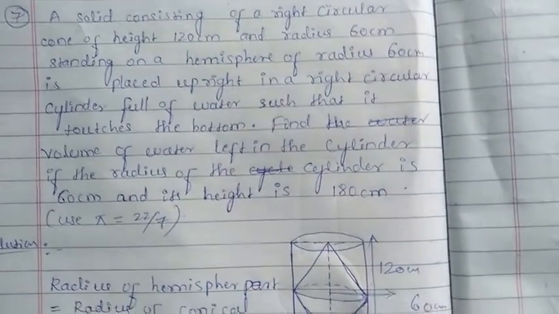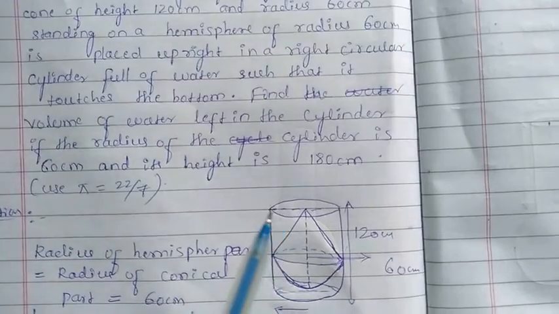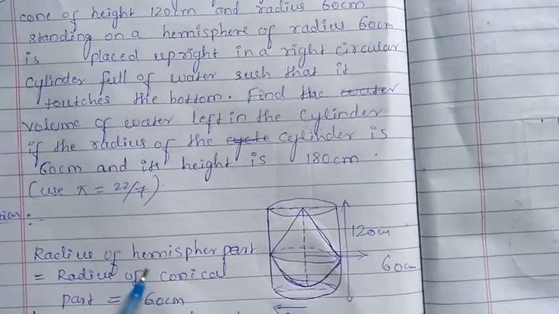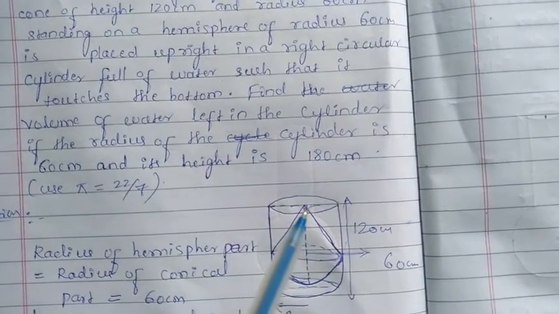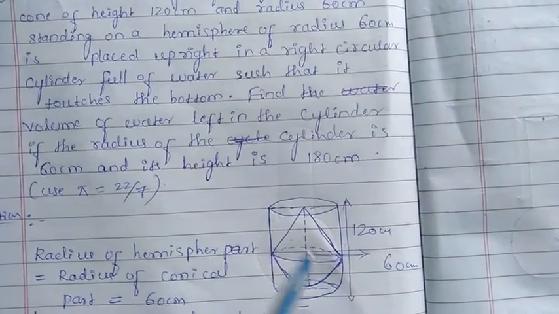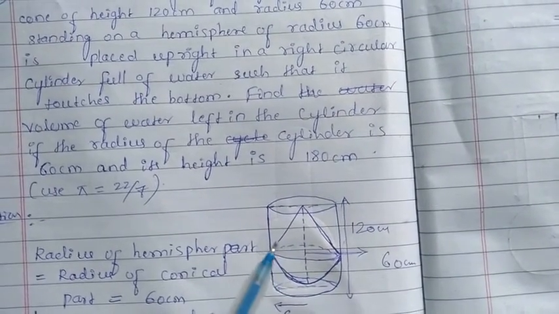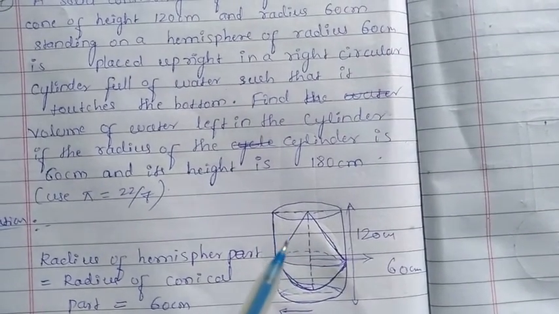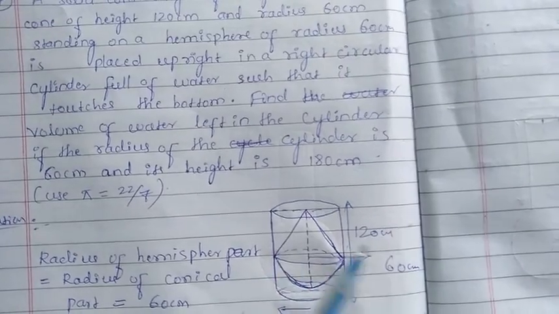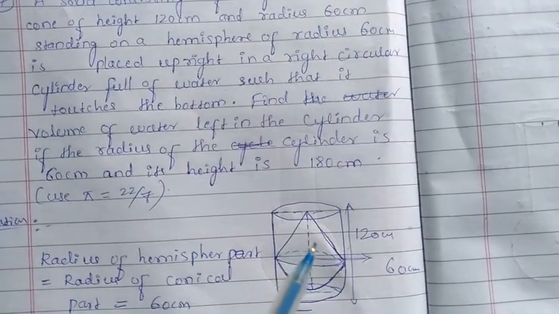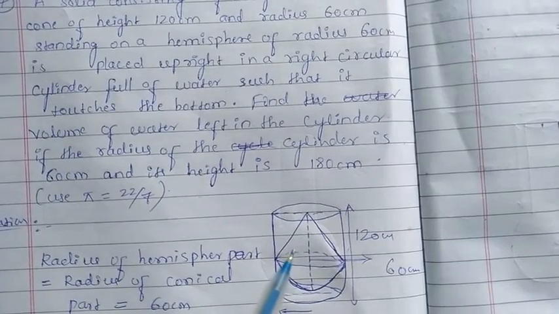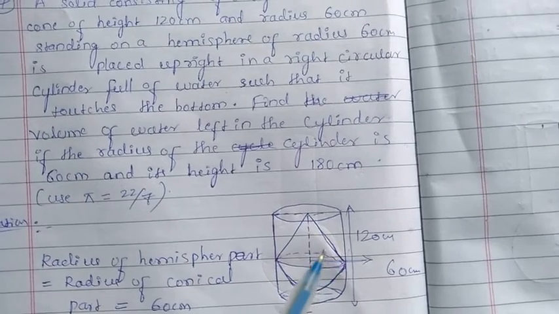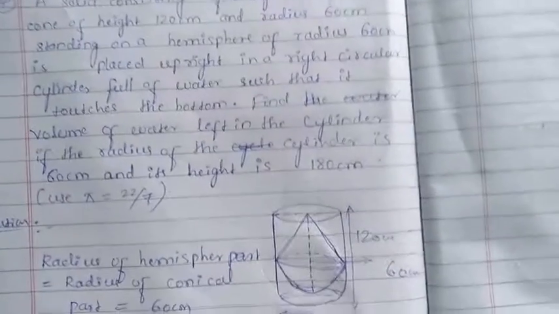See children, what is given here? Here they have given one solid in a cylindrical shape, and inside it a combination figure: one cone and a hemisphere are placed in this cylinder, standing upright. Now see, this cylinder is full of water. If you keep this solid figure inside and then remove it, you have to find what water is left.